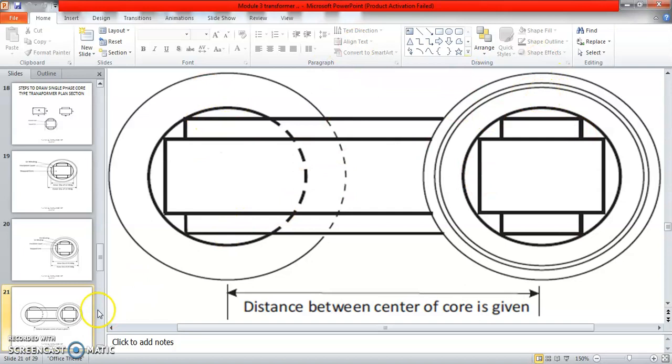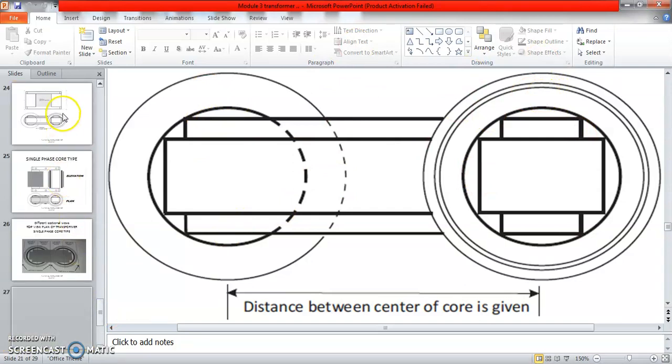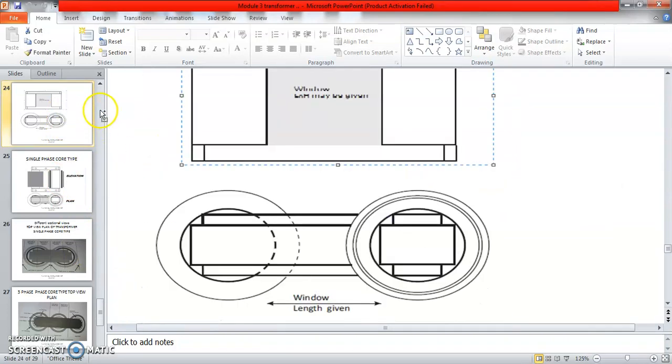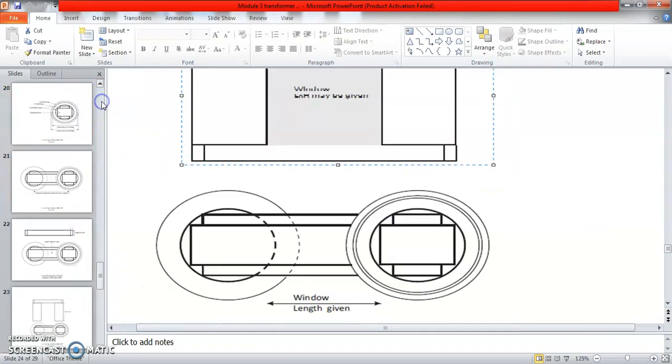Once you have drawn this below plan section, next you have to go for the next step. Step by step I'll explain.